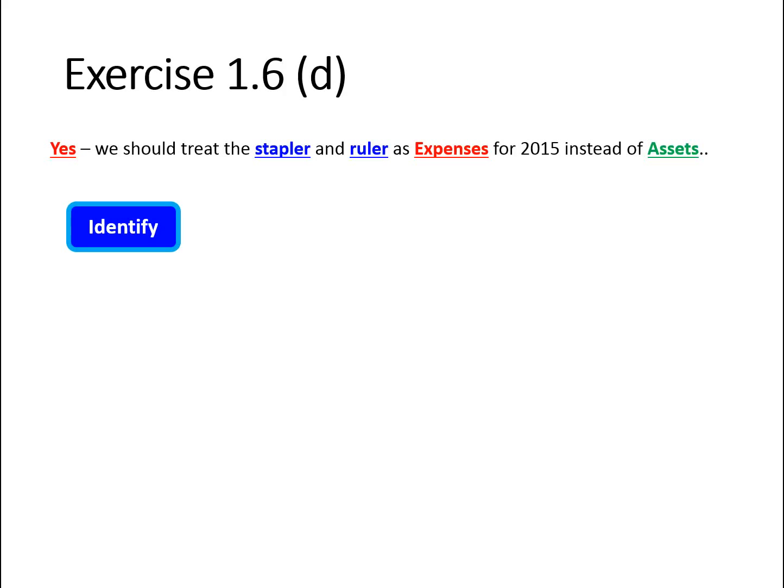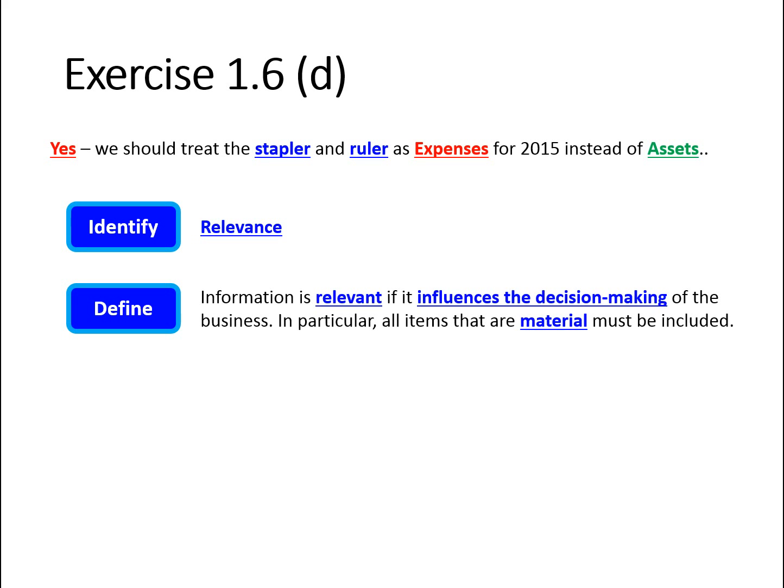So to back up my opinion, I'm going to identify a qualitative characteristic or accounting principle, in this case relevance. I'm going to define it. Relevance states that all information which influences the decision making of the business should be included. In particular, all items that are material must be included.